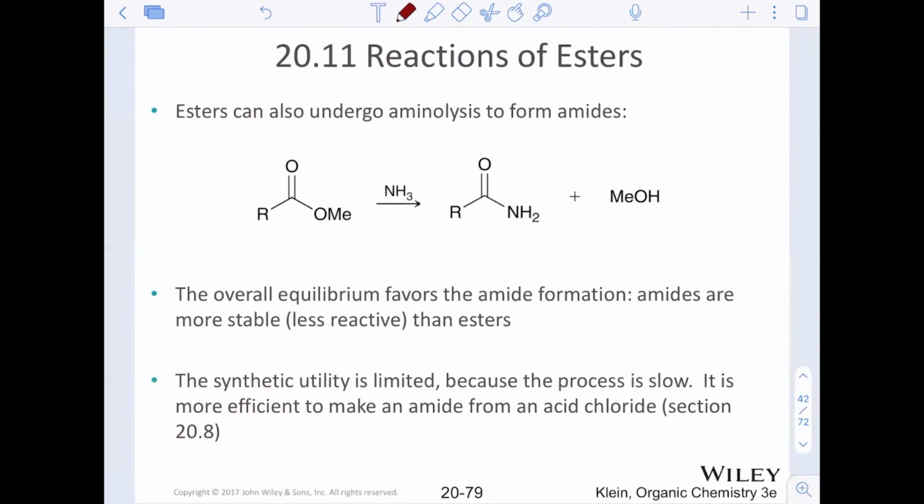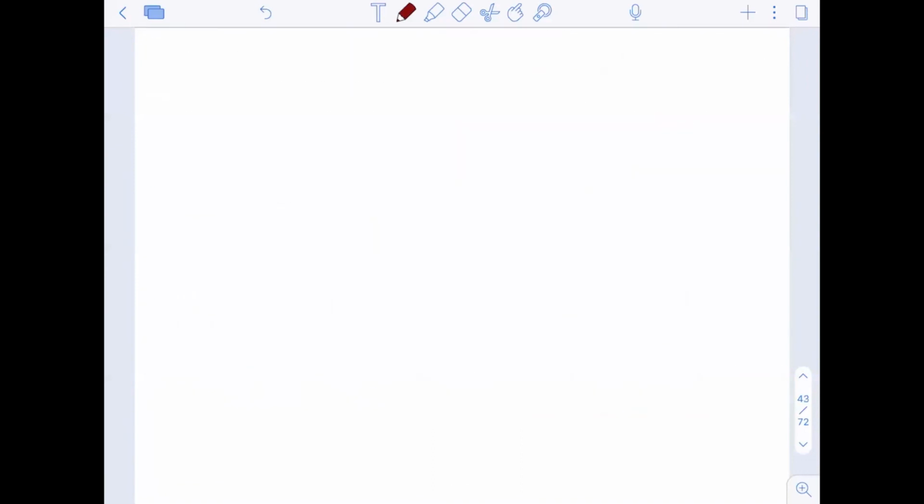Reactions of esters, we can also undergo aminolysis to form amides, right? So overall, the equilibrium does favor the amide. Amides are more stable, less reactive than esters. So again, nitrogen is just a really good base, and so it's a really good nucleophile. Synthetic use is limited because this is very slow. It's more efficient to make an amide from an acyl chloride that we saw previously.